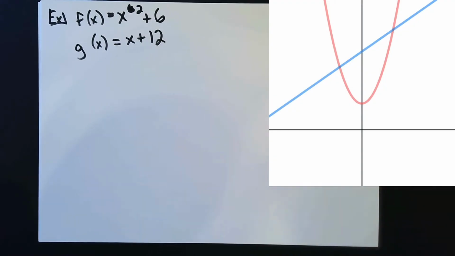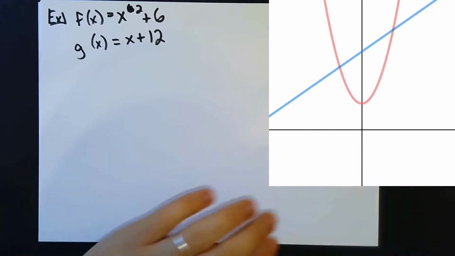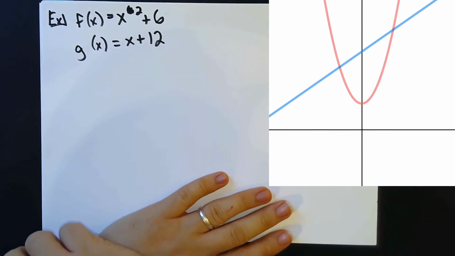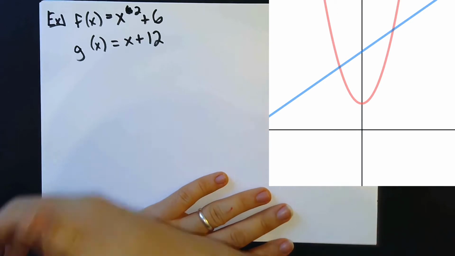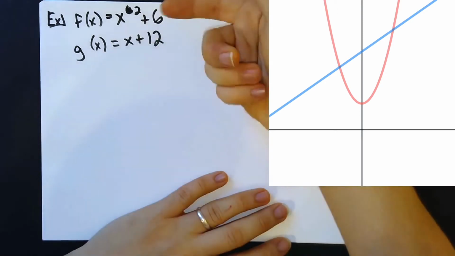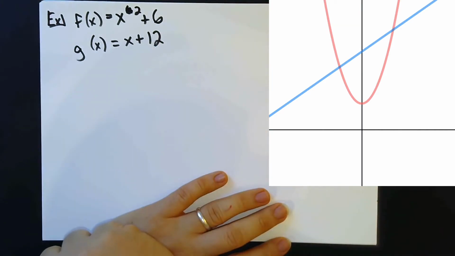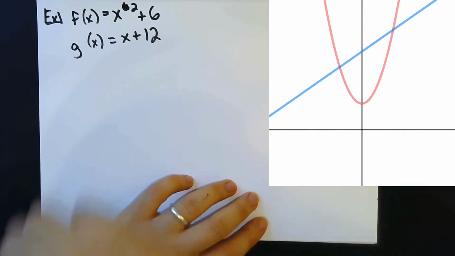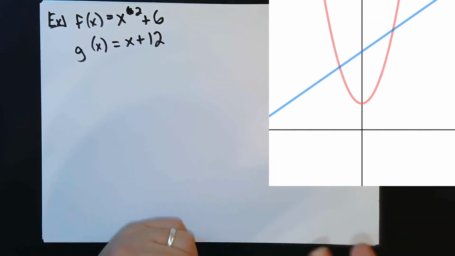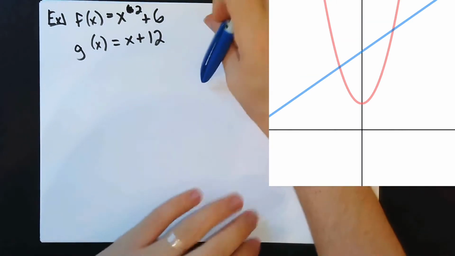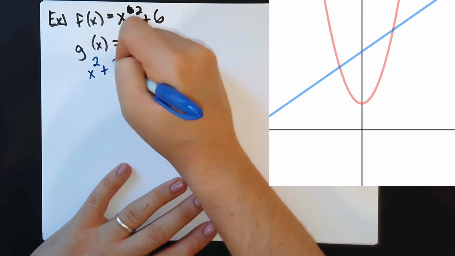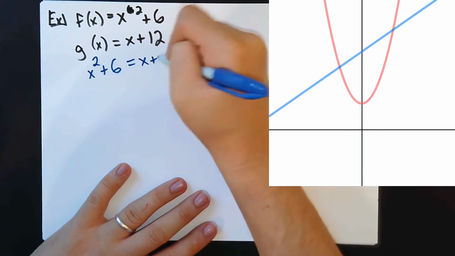All right, so to do an example of this, I'm going to pick as my functions f of x is x squared plus 6, and g of x is x plus 12. I'll again pull up a graph for you. In the graph, the red graph is f, and the blue graph is g. We can see that we're looking for two intersection points. To find those, we're going to set these two things equal to each other. So I'm going to take x squared plus 6 equals x plus 12.